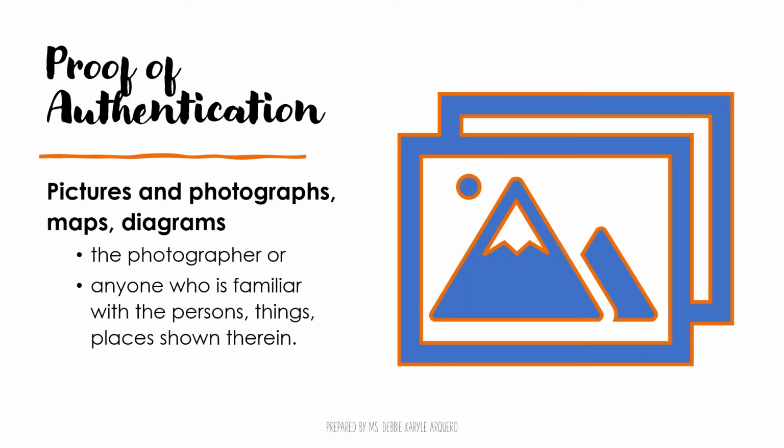Another requirement for an evidence to be admitted, this is actually a procedural requirement, and that is the proof of authentication. So as to pictures, photographs, maps, diagrams, the authenticity is proved through the testimony of the photographer or anyone who is familiar with the persons, things, places shown in that particular picture, photograph, map, or diagram.